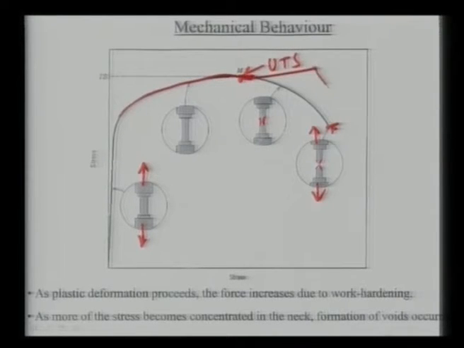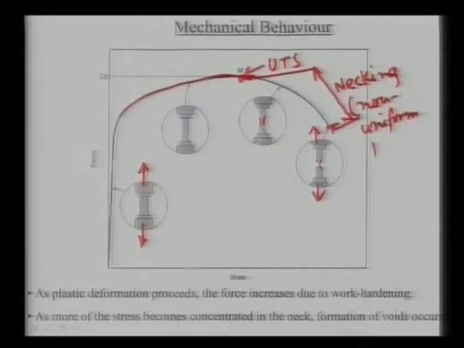So, this region is actually known as the necking region, and necking means this is like a non-uniform plasticity. And this region to this region is called uniform plastic behavior.